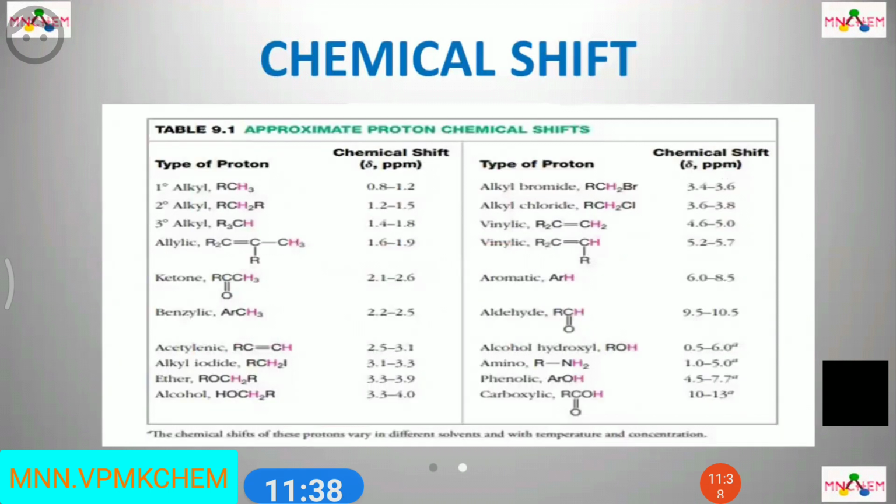The table here also gives the range of chemical shifts, which are represented in delta ppm, and one can easily guess which kind of proton is present in the molecule by looking at these chemical shifts.